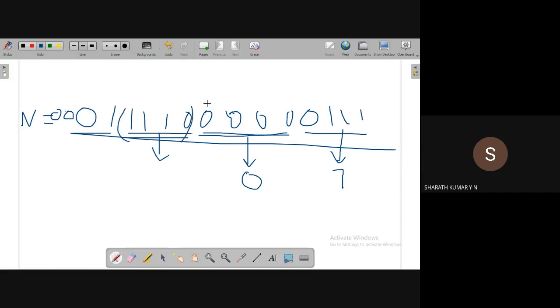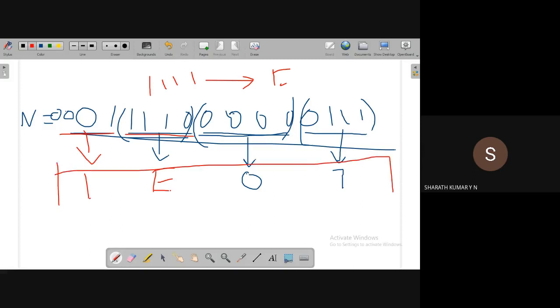1110. This is 4 bits. What is 1110 in hexadecimal? E, correct. E. Of course, 1111 is F. The last 4 bits are 0001. It is very simple. It is 1. Now, this is the address.